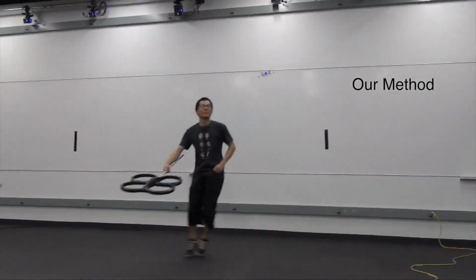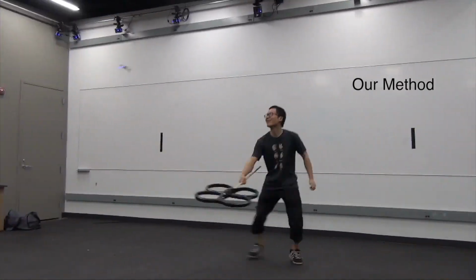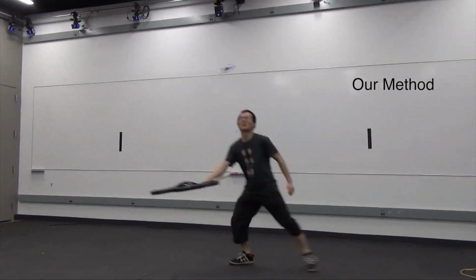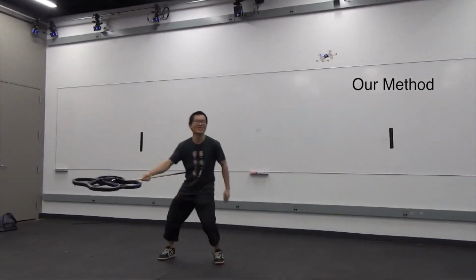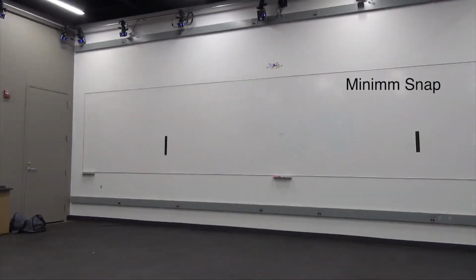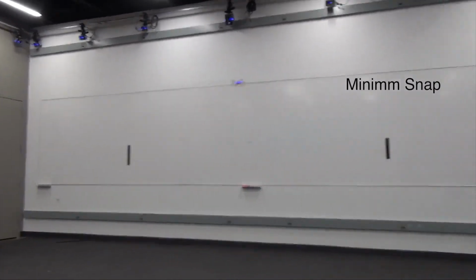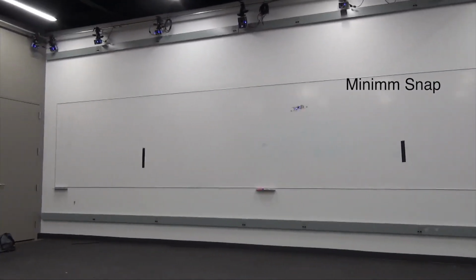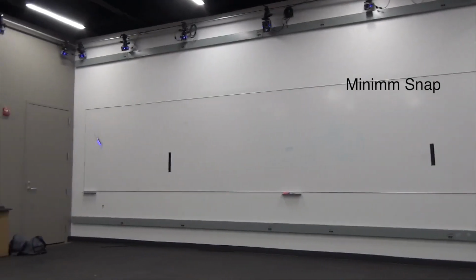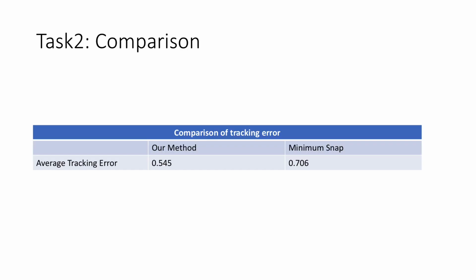In order to find the limit of our method, we try to move the target faster and faster until the quadrotor crashes. We log the movement of the target and replay it using the minimum snap method as the trajectory generator. We found that both methods crash about the same time, but our method has a smaller tracking error.